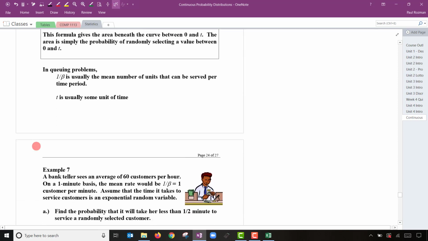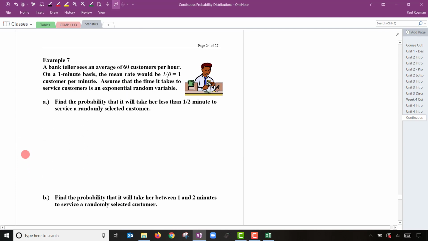Sometimes. Here's the classic bank teller example. Bank teller sees an average of 60 customers per hour. Wow, busy guy. On a 1 minute basis, then his rate is 1 customer per minute. So his 1 over beta is 1 customer per minute. His mean is 60 per hour.